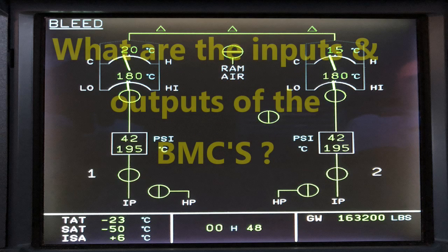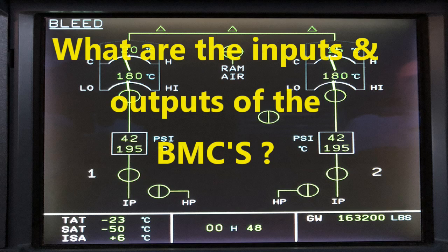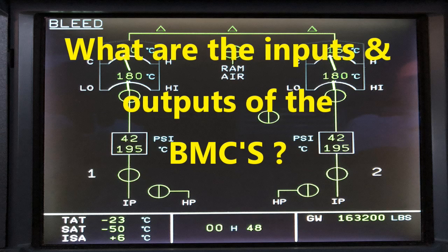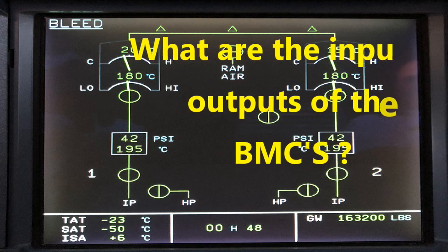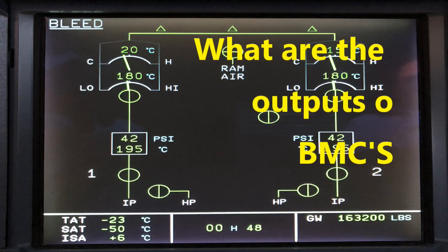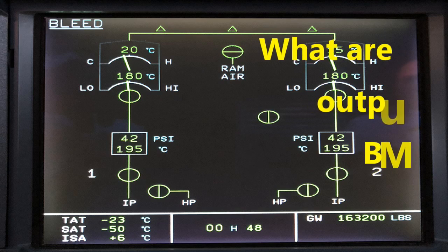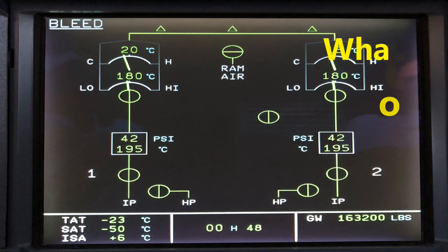You know where they're located, you know what their functions are, but what's the input to these computers? Okay, we've got sensors, right? We have the temperature sensors and we have pressure transducers that are going to be sending those signals to the BMCs. Okay, and the BMCs are then going to send a signal to the SDACs. Those are your system data acquisition computers. And then once it goes through there, that information is sent to the Ecam page. Okay, it's to the Ecam bleed page specifically. So that's what those computers are doing.